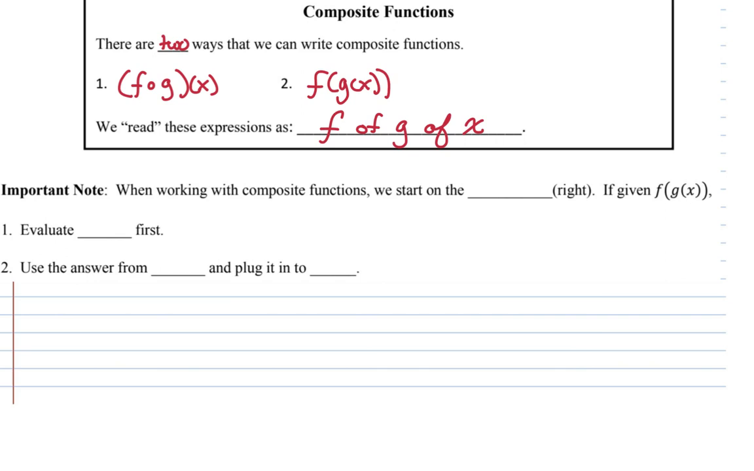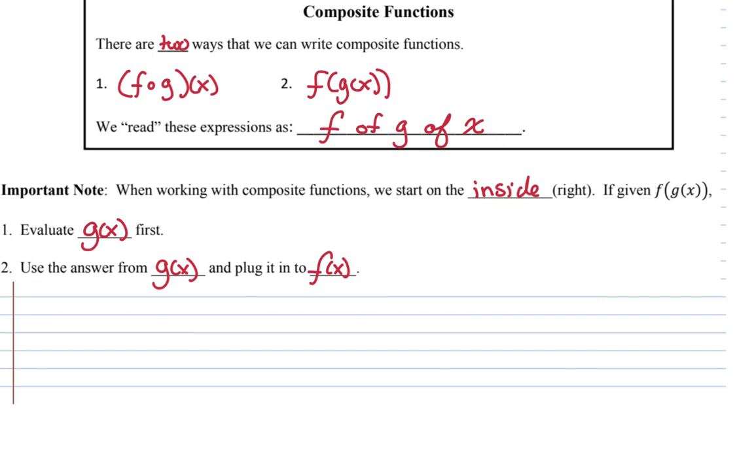One thing that we need to know, working with composition functions, is we start on the inside, which is the right. If given f of g of x, we evaluate first the g of x function, the inside function, and then we use the answer we get for g of x and plug it into the f of x function. So this is what we're going to be doing in the next couple of problems.